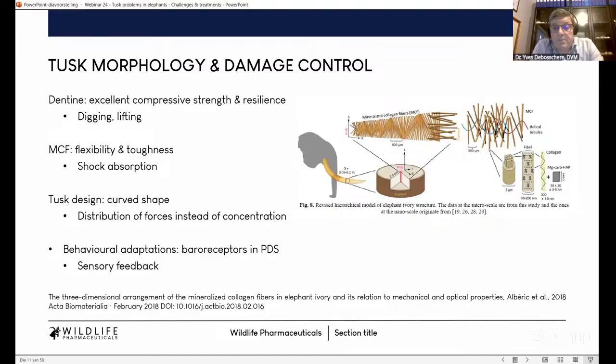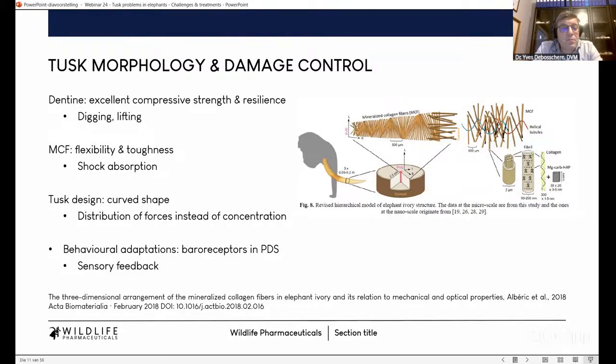The tusk design itself, the curved shape, is such that the forces are distributed along the tusk instead of being concentrated in one place. So we know that if the tusk would be straight, it would break much more easily than a curved tusk.